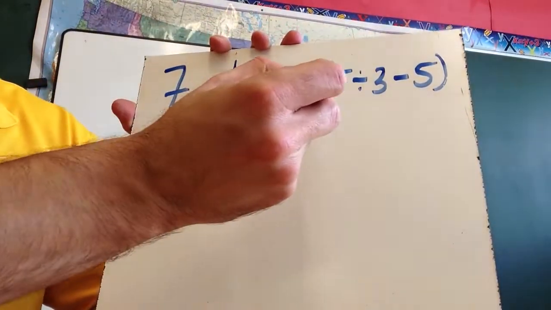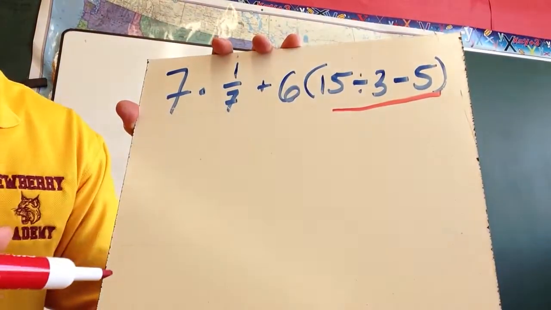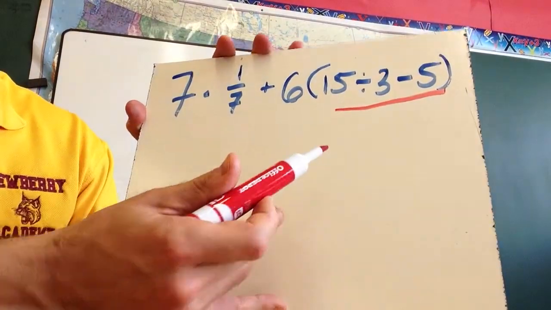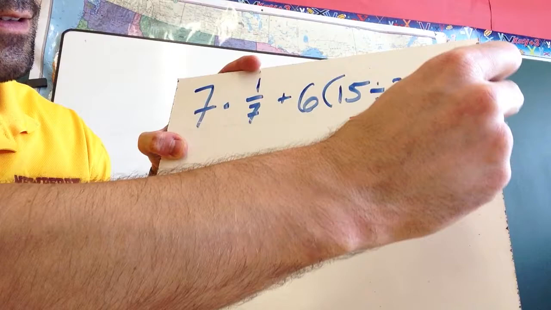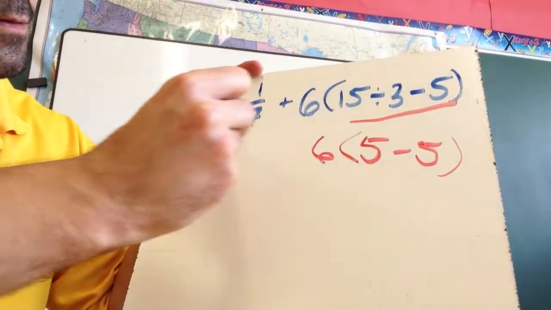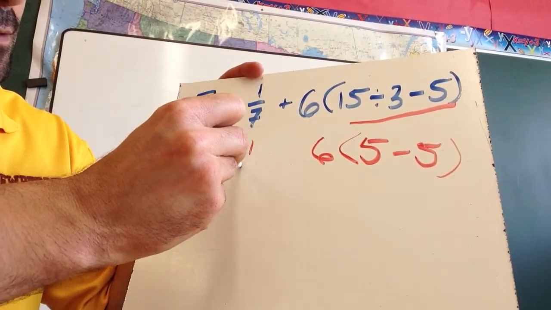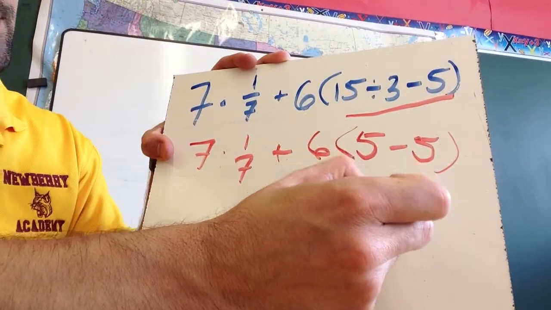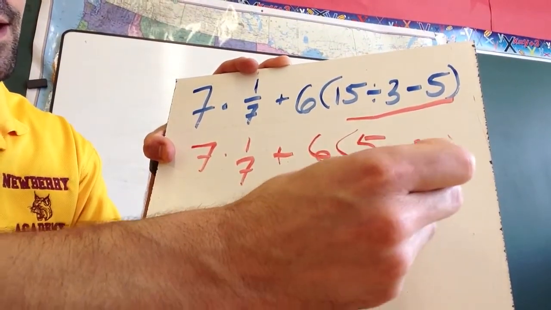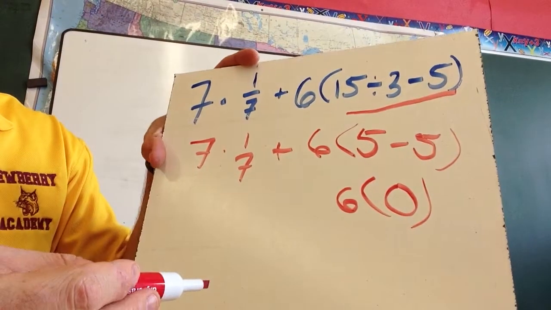All right, the first thing you want to do is solve inside of the parentheses. 15 divided by 3 is 5. That is substitution. Five minus 5 is 0. That is the additive inverse property.